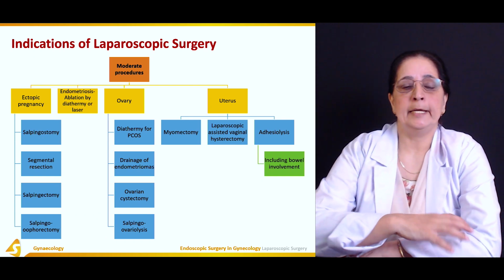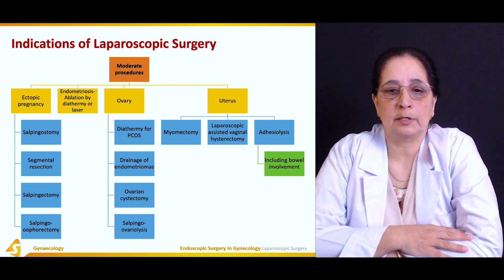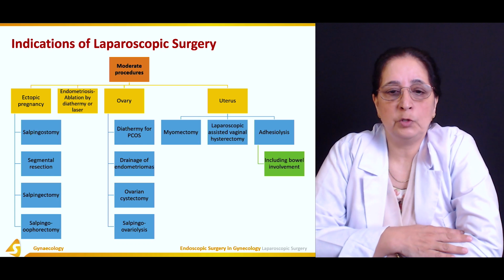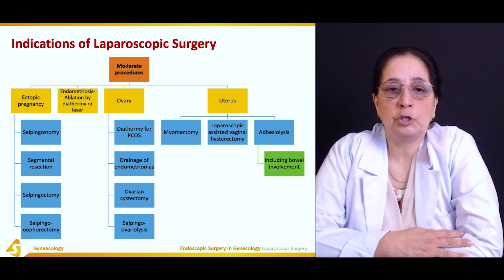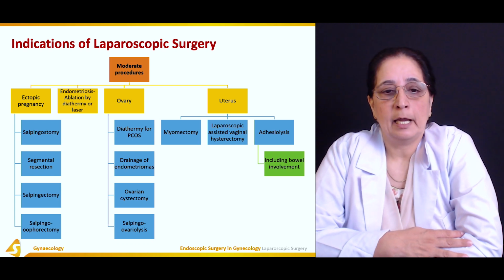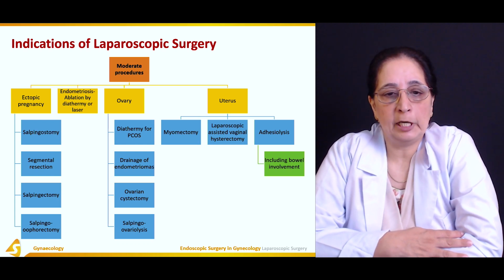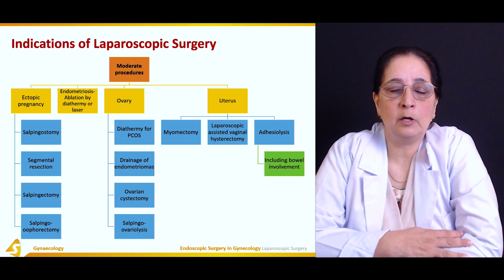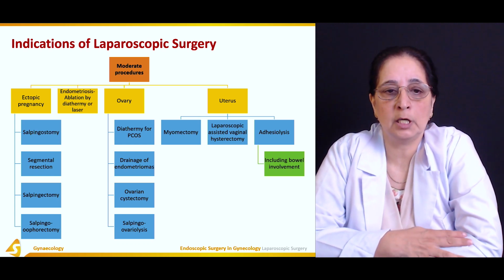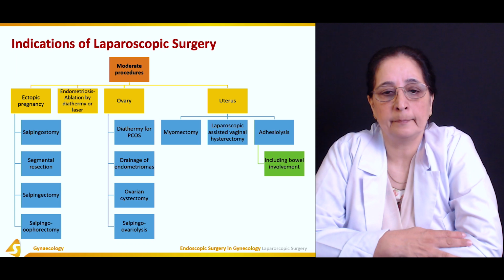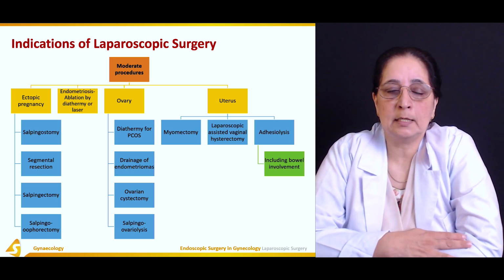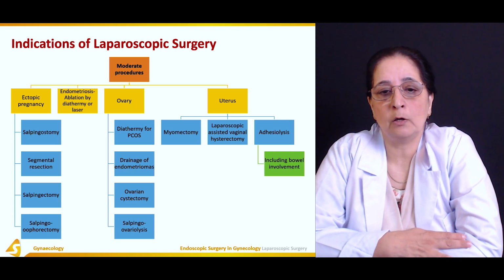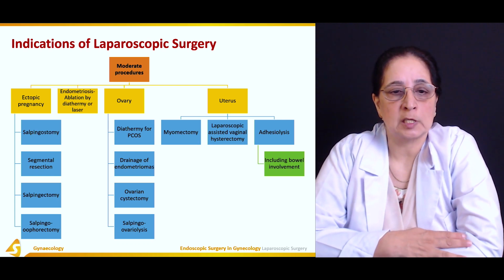Then what are the indications of laparoscopic surgery? Why do we use it? Again, moderate procedures. We have ectopic pregnancy, and endometriosis ablation by diathermy or laser. This is also done by laparoscopic surgery. Different things can be treated in the ovary and also in the uterus.